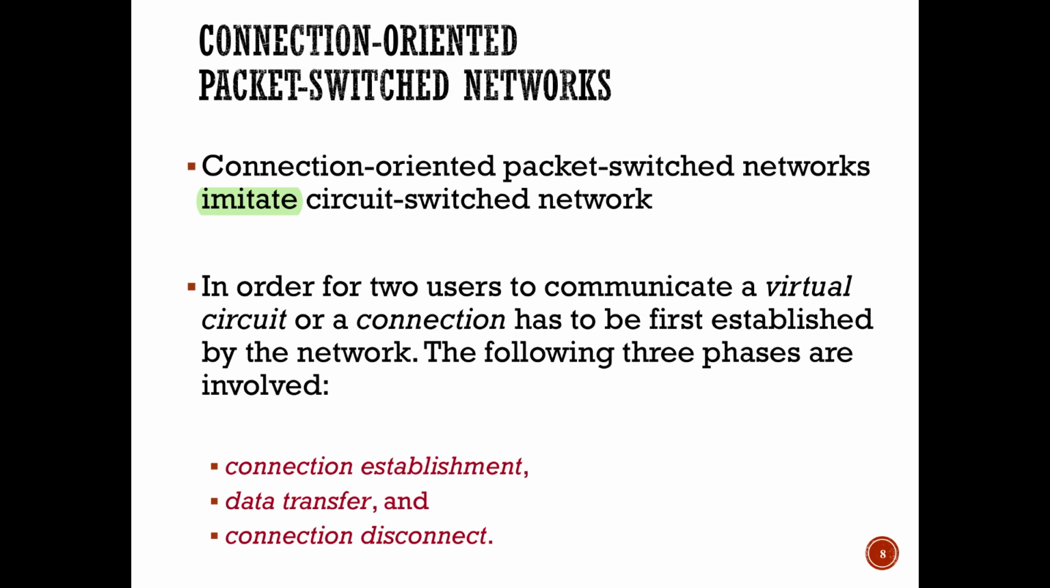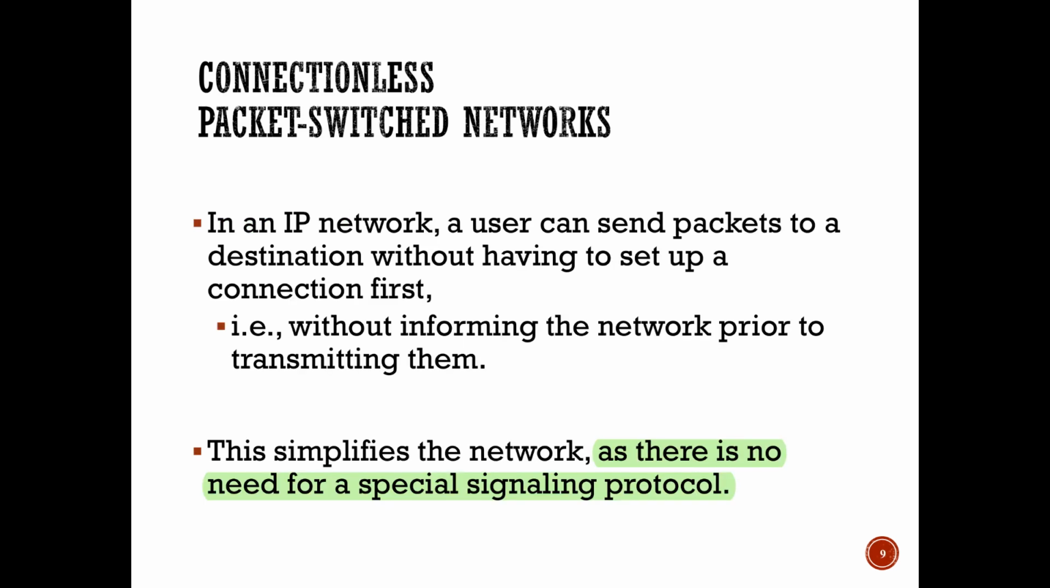Connection-oriented packet-switched networks imitate circuit-switched networks. In order for two users to communicate, a virtual circuit or a connection has to be first established by the network. The following three phases are involved: connection establishment, data transfer, and connection disconnect.